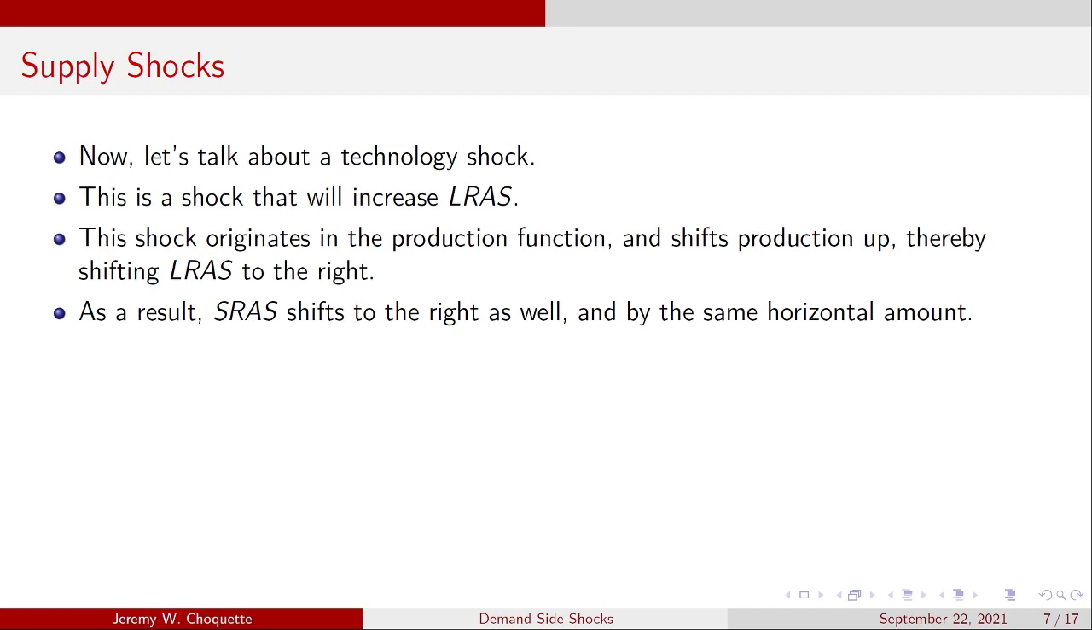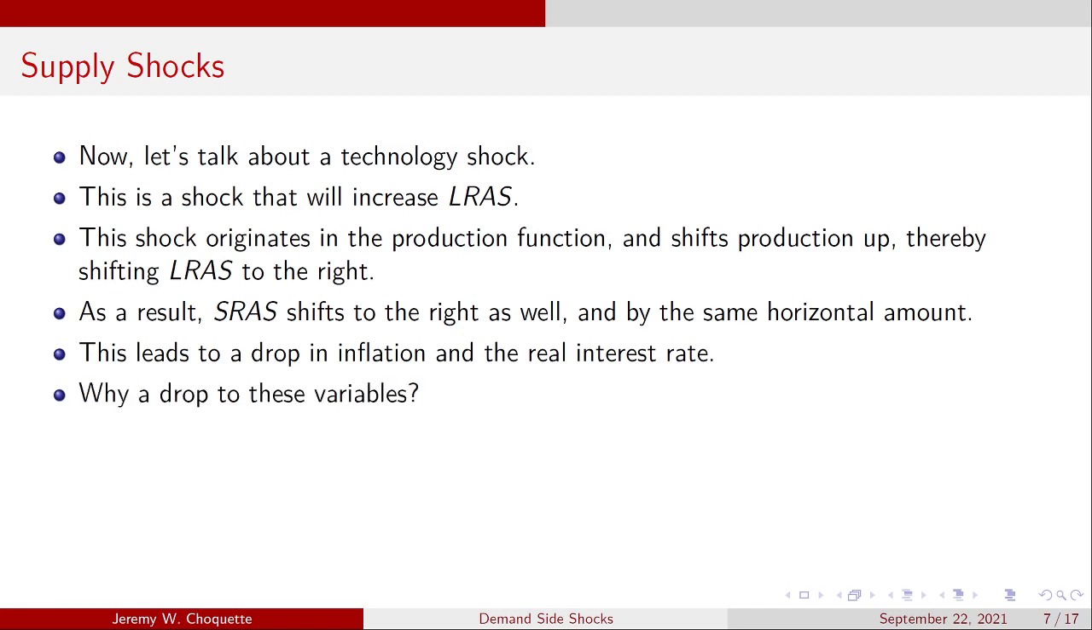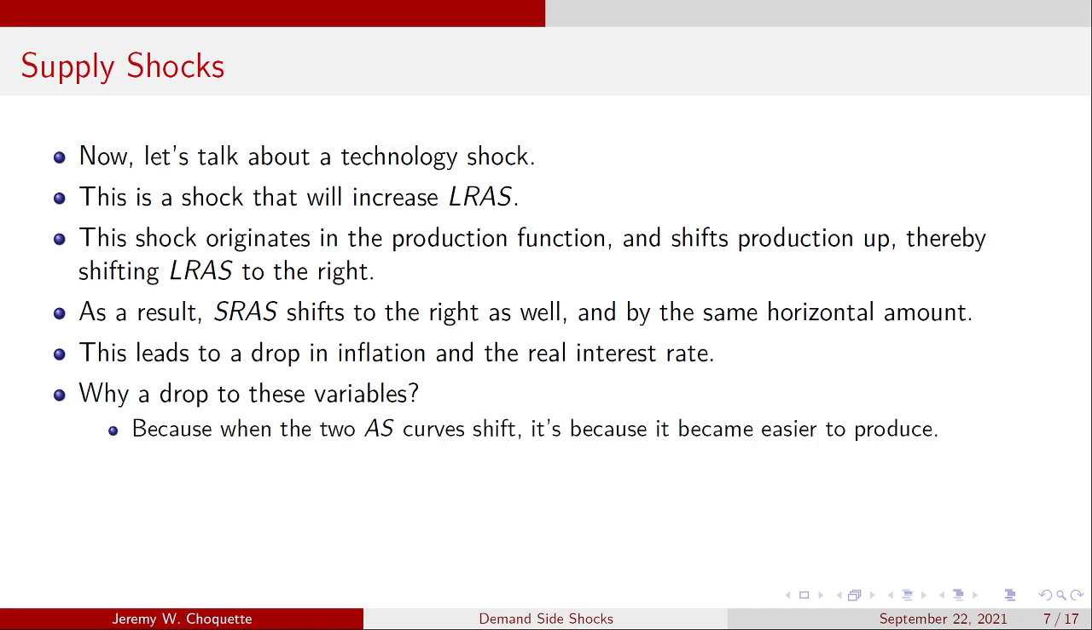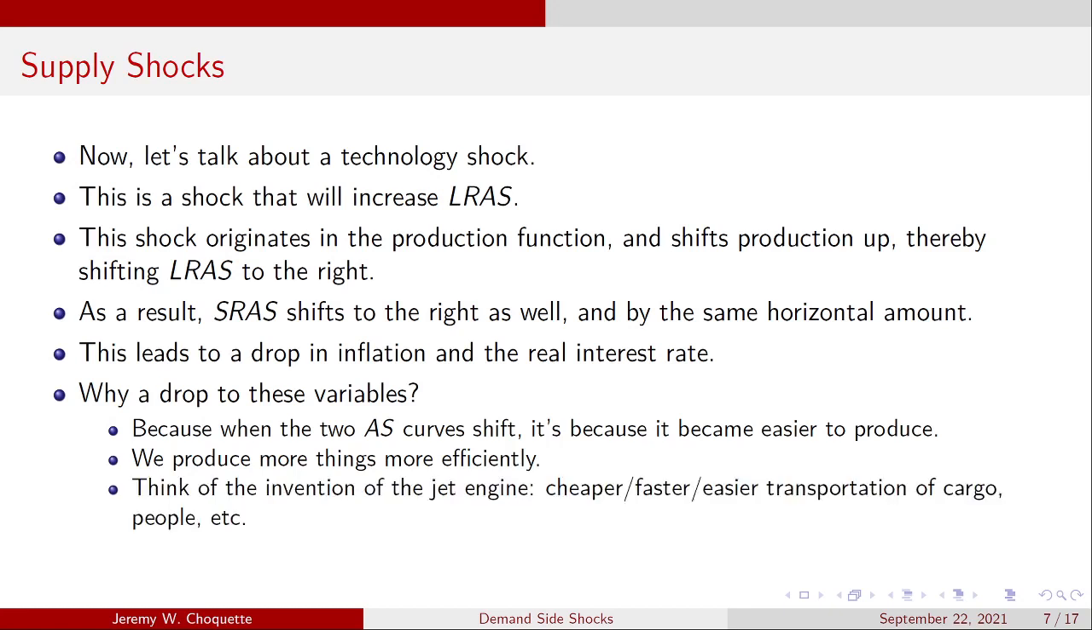As a result, the short-run aggregate supply shifts to the right as well, and it shifts by the exact same horizontal amount. In doing so, it leads to a drop in inflation, and it leads to a drop in the real interest rate. So why is there a drop to these variables? Well, when the two aggregate supply curves shift, it happens because it gets easier to produce. We can produce more things, and we can produce more of these things more efficiently.